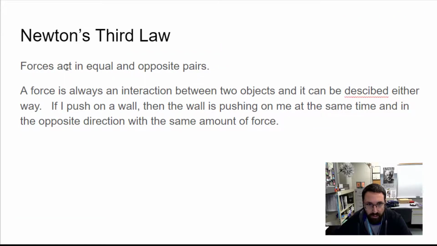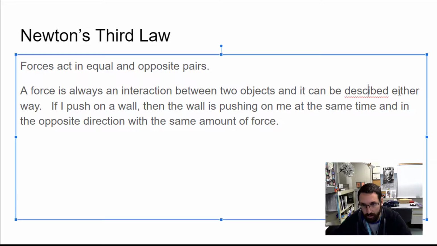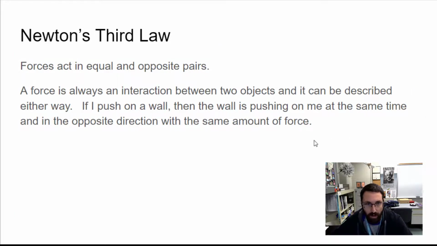Newton's third law says that forces act in equal and opposite pairs. A force is always an interaction between two objects, and it can be described either way. If I push on a wall, then the wall is pushing on me at the same time in the opposite direction with the same amount of force. So I'm sitting on my chair, so I'm pushing down on my chair, but at the same time my chair is pushing up on me.